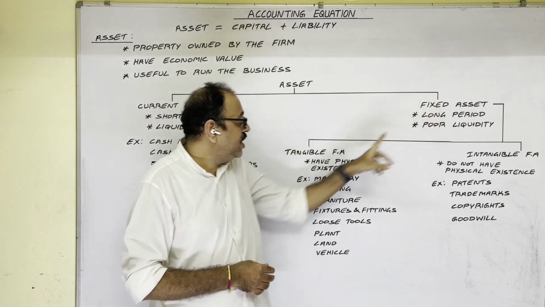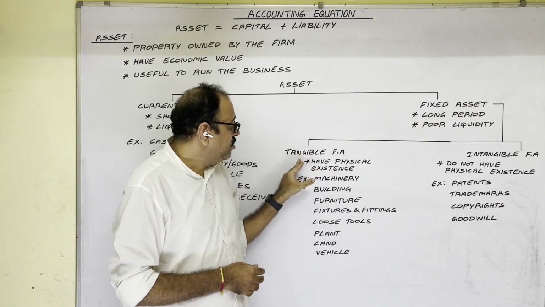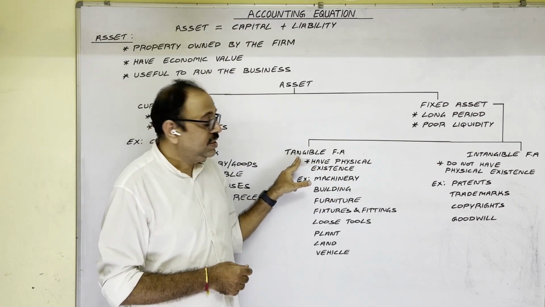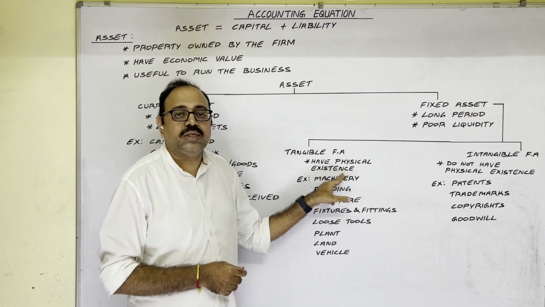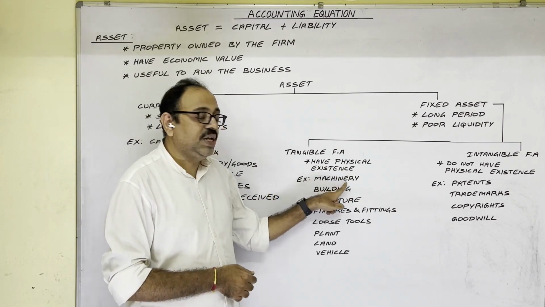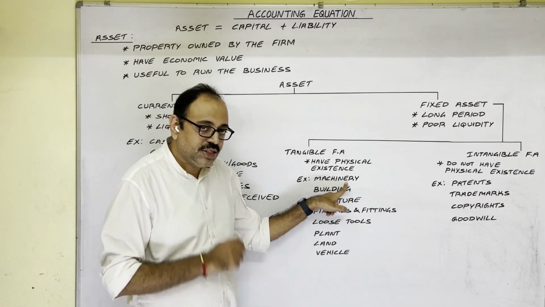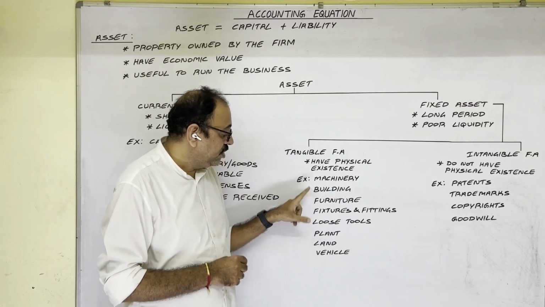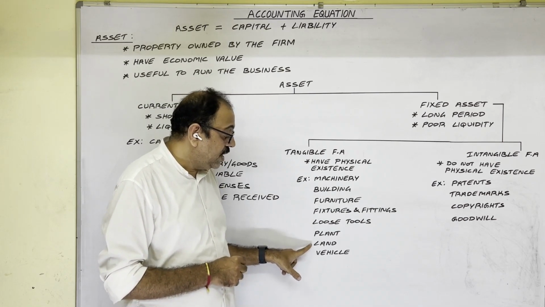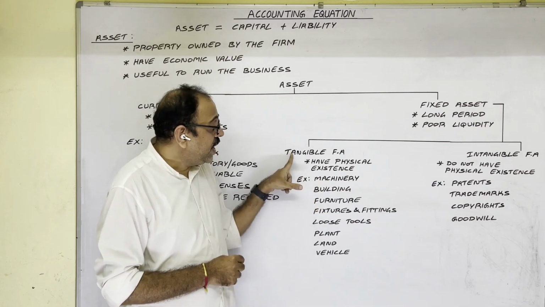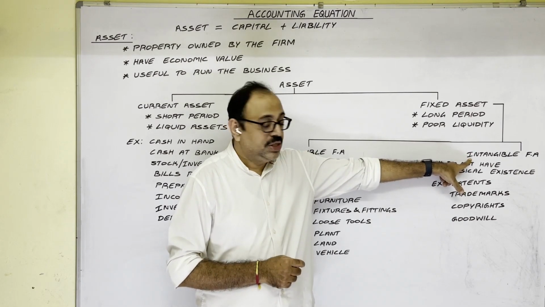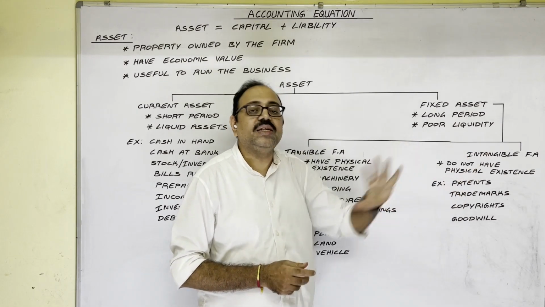And fixed assets are divided into two types: tangible fixed assets and intangible fixed assets. Tangible fixed assets means they have physical existence. We can see them, we can touch them. For example, machinery, you can see it, you can touch it. Other examples are building, furniture, fixtures and fittings, loose tools, plant, land, vehicle. All these are tangible fixed assets. Next one, intangible fixed assets. So they do not have any physical existence.